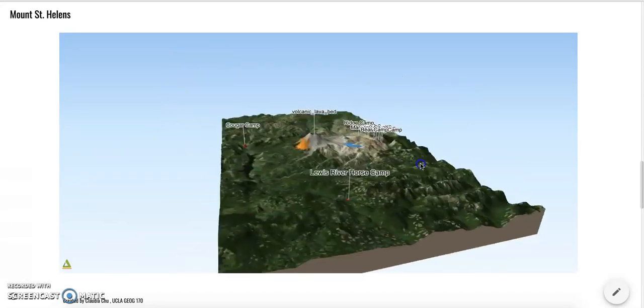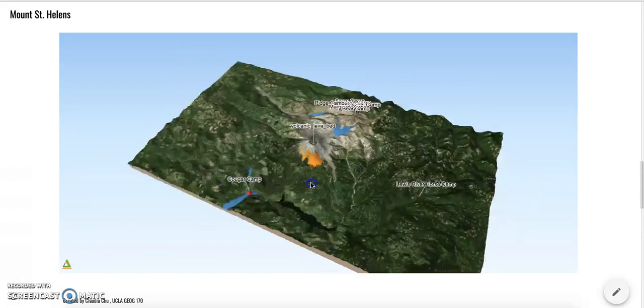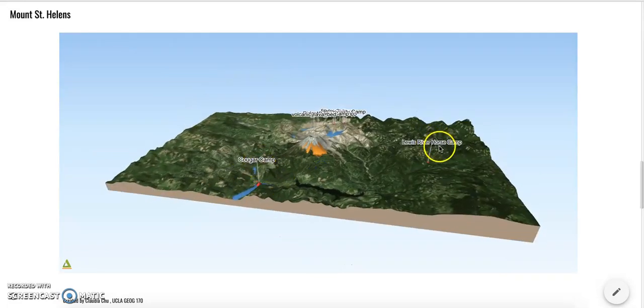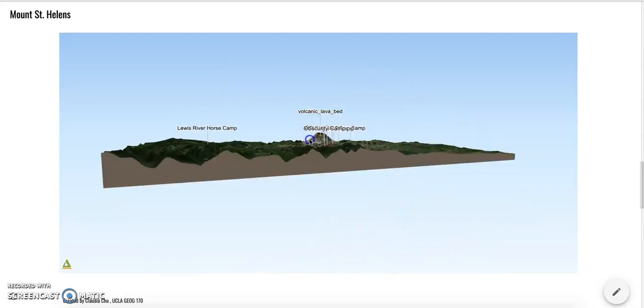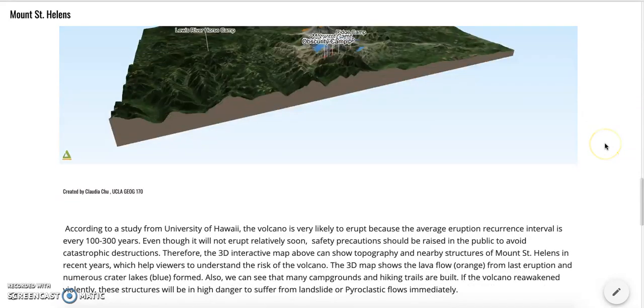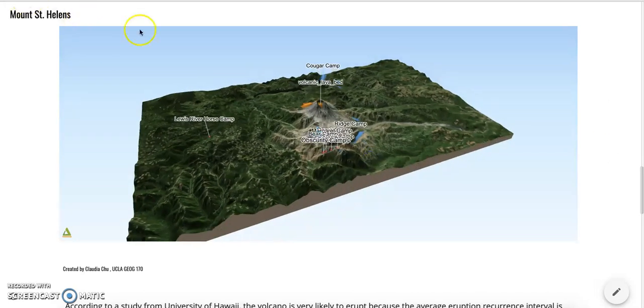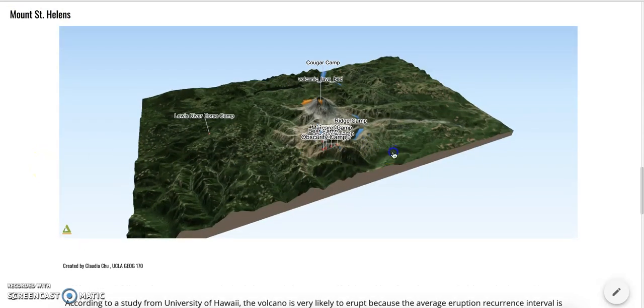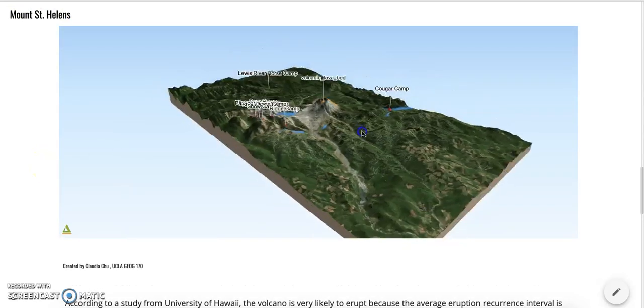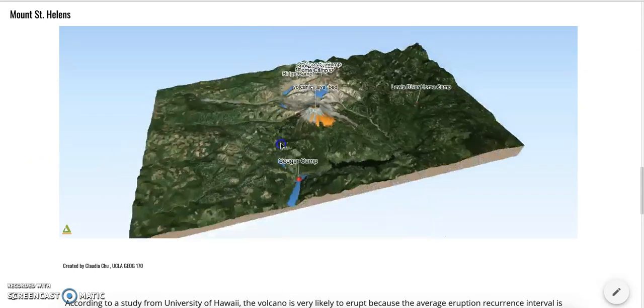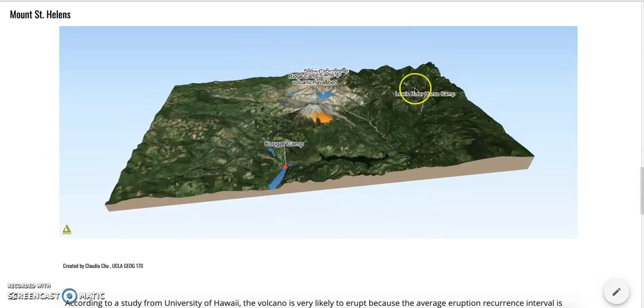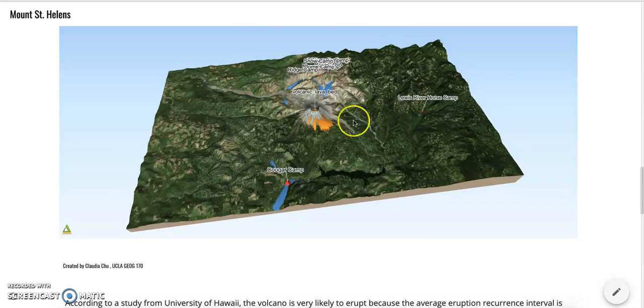Another point that I have pointed out in the 3D map is the camping grounds near the volcano. The reason I pointed out the camping grounds is that if Mount St. Helens erupts suddenly again, the first areas at risk of danger will be these camping grounds. So I think it is important to point them out.